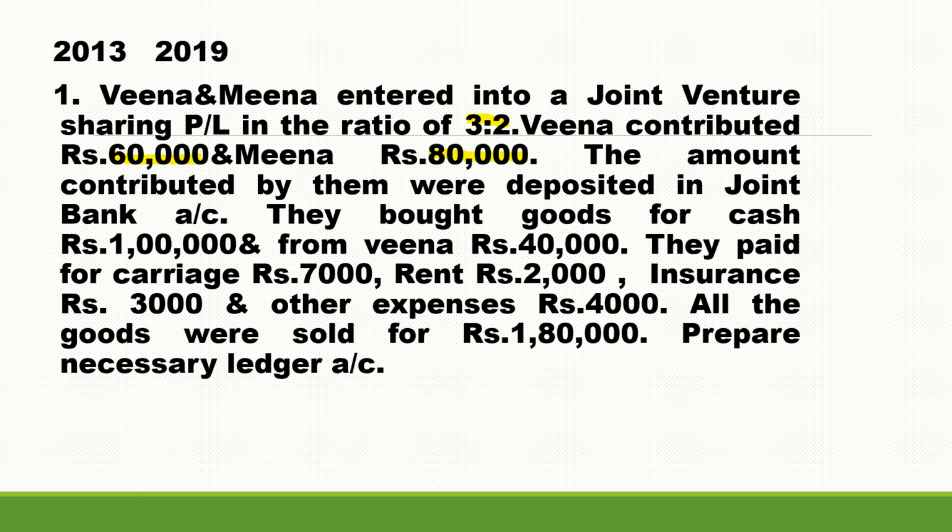So capital contributed by the co-venturers will come in two places: co-venturers account, second is joint bank account. The amount contributed by them were deposited in joint bank account.